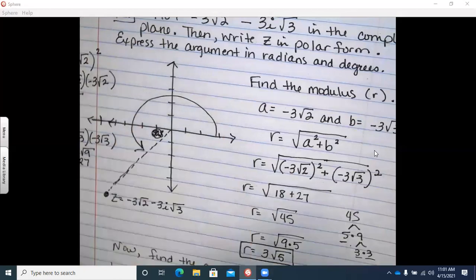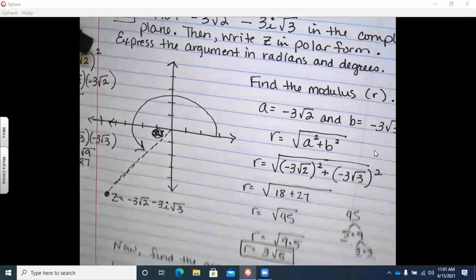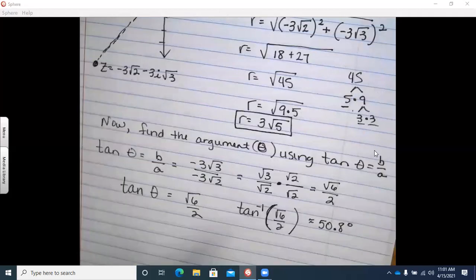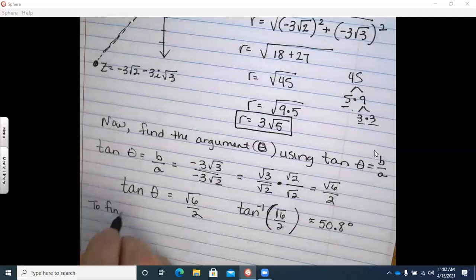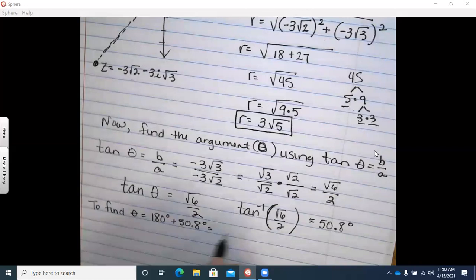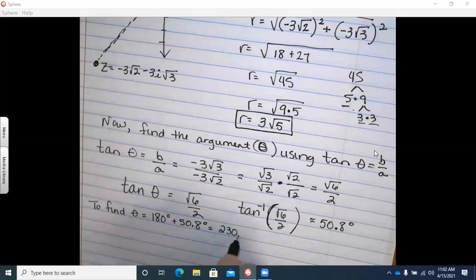Because we know it's got to be greater than 180 if it's in this quadrant and it's positive. So that is the reference angle, 50.8 degrees. Okay, so is that what theta is? No. So theta is 180 degrees plus 50.8 degrees, and we get 230.8 degrees.